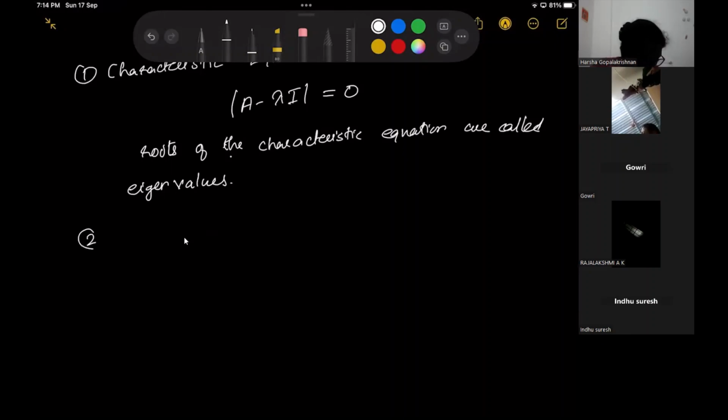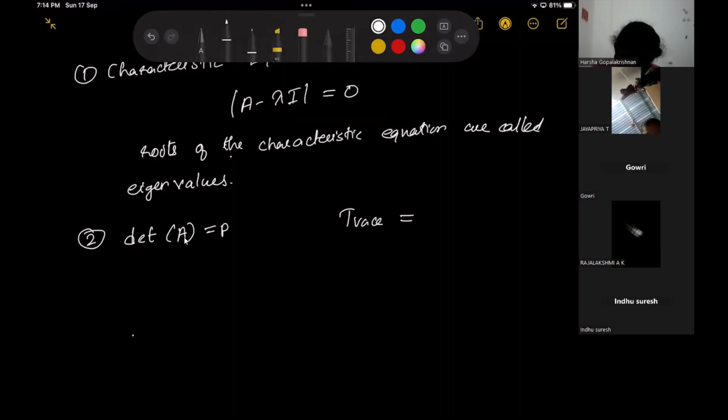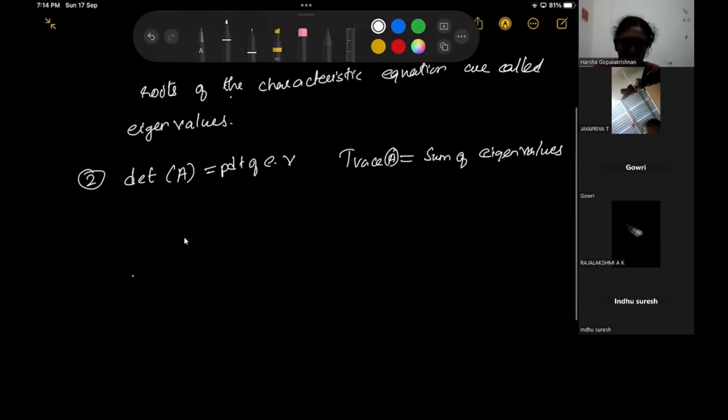Now we have learned the determinant and trace. If A is a matrix and we got the eigenvalues, how can we write the determinant of A in terms of these eigenvalues? Can anyone tell? Product of eigenvalues. Yeah, determinant of A is the product of eigenvalues. And the trace of A? Sum of the eigenvalues. Trace of A is the sum of eigenvalues. So this is one of the results we will be using in so many problems.